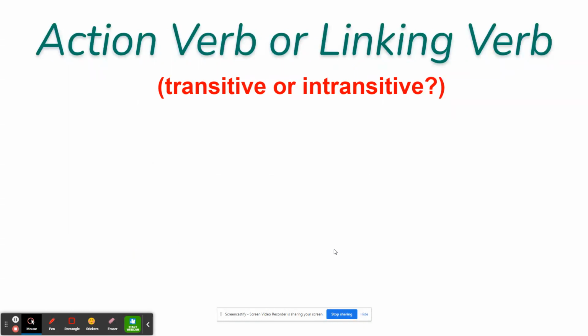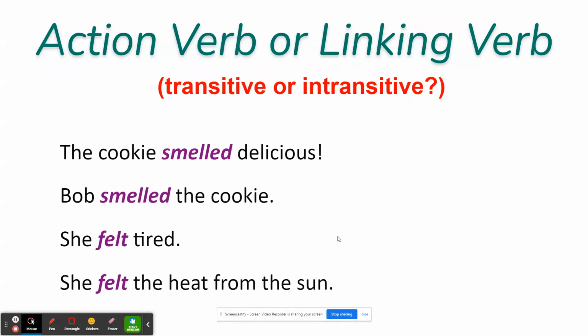So at this point in your grammar career, you should be able to look at a verb and decide if it is an action verb or a linking verb, and if it's transitive or intransitive. We talked about that last week or the week before break. So if I look at the first sentence, the cookie smelled delicious, is smelled an action verb here or a linking verb? Hopefully you said that it is a linking verb because it is connecting the word delicious to the cookie. And a way to look at that is, is the cookie doing the smelling? No, the cookie's not doing the smelling. It's not an action. It's linking the cookie to the adjective delicious.